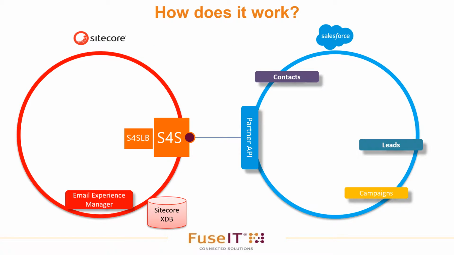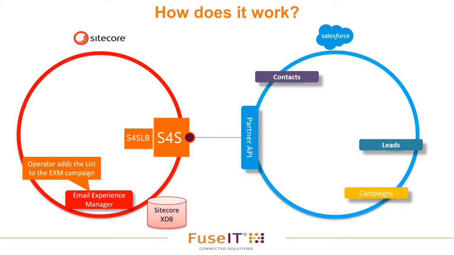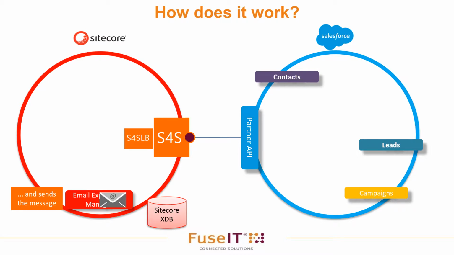Sounds great, but how does this work? In Sitecore, the user selects the required campaign or campaigns to import, or alternatively selects a report. The new contact list is given a name and the members are imported from Salesforce. After creating the new contact list, you have the option to use the Sitecore List Manager to remove duplicates, filter members, and create segmentations. Still in Sitecore, the newly created list is then added to the EXM campaign and the campaign is sent. After the emails are dispatched, the recipient behavior will be recorded in XDB for analysis in Sitecore.